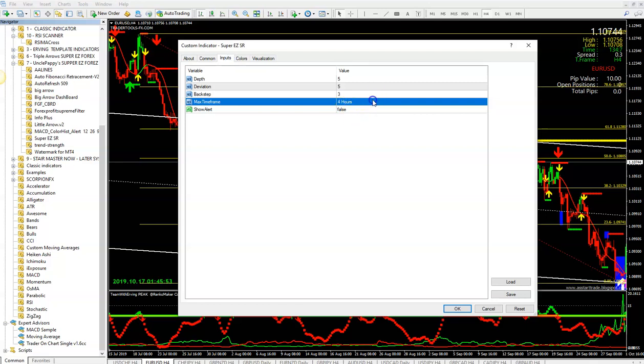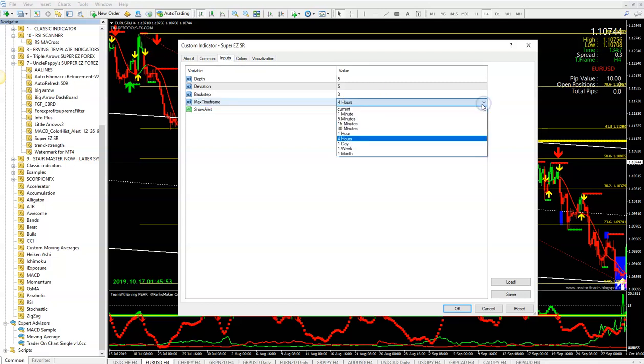All right, so let me see here. Look at here. You've got 4 hours, 1 day, 1 week, and 1 month. So you're going to be adding 4 times your Super Easy SR to your chart. That's all you have to do, and then make sure you save that file.